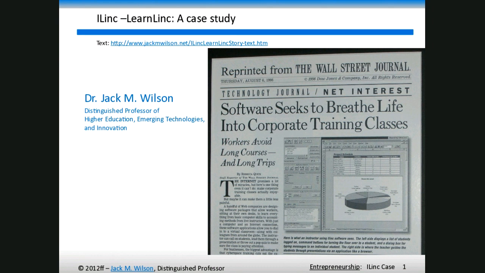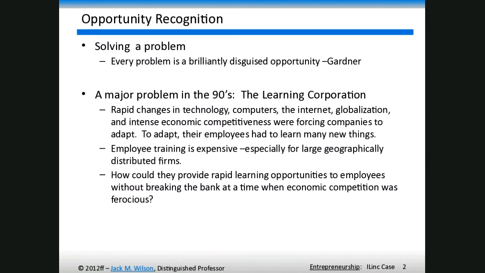Of course, I couldn't help but print the fact that we made the front page of the second section of the Wall Street Journal, and there's a picture of iLink there, and you won't be surprised to note that it had many of the features back in the 90s that you're using in Blackboard right now. So let's talk about the opportunity recognition.